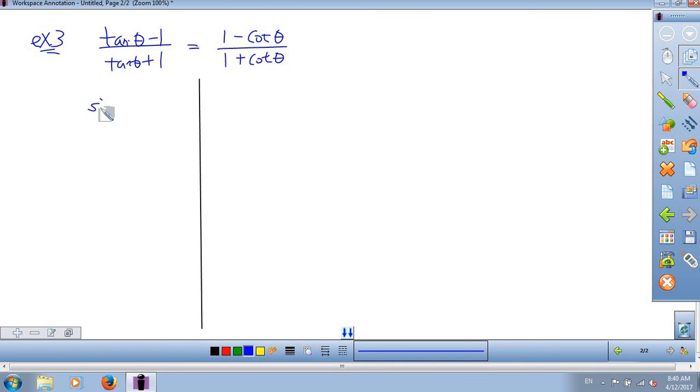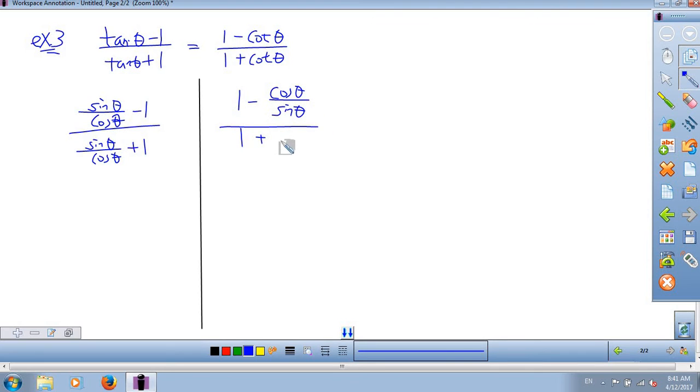So this would become sine over cosine minus 1 for the numerator, and the denominator is sine over cosine plus 1. Okay, let's do the same thing for cotangent. Now cotangent is cosine over sine. So okay, I don't see how they are equal to each other yet, but we can go ahead and come to that conclusion.